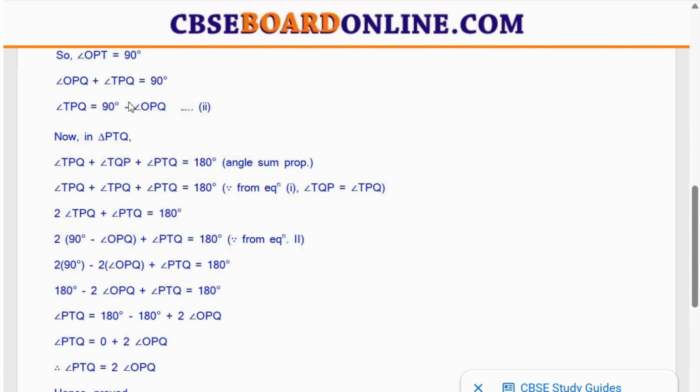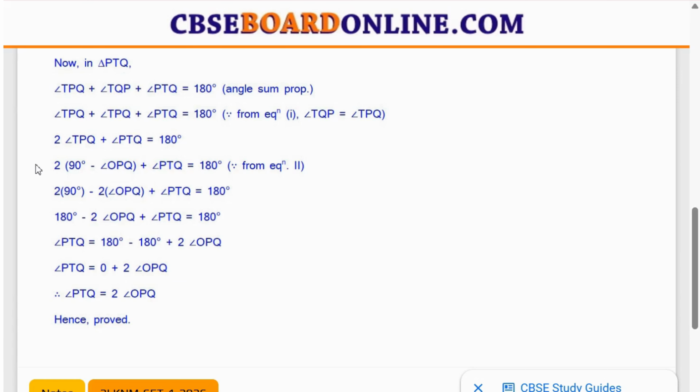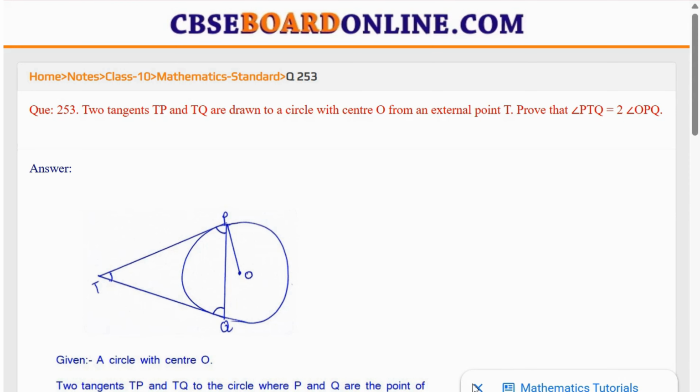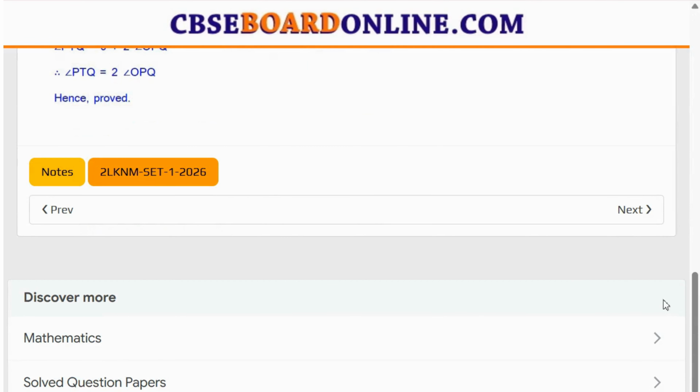Now we are simply going to put the value of TPQ, which is equal to 90 minus OPQ. So we have simply done it over here. So 2 times 90 degrees, we have simply multiplied this off. So we have 180 minus 2 times OPQ plus PTQ. This 180 got subtracted. So this proves that PTQ is equal to twice OPQ, hence proved. Got it? I hope you understood my question.